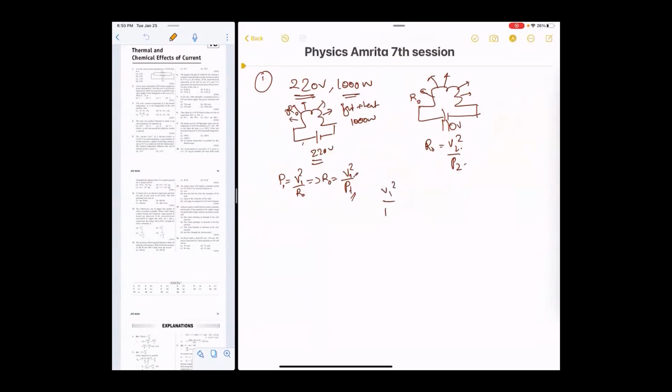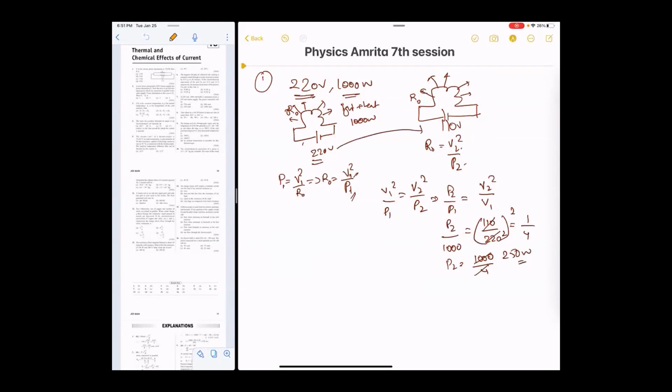So V1 square by P1 is equal to V2 square by P2. So P2 by P1 is equal to V2 square by V1 square. Am I right? So here, what is P2? That is the question. P1 is how much? 1000 watt. V2 square, what is the second voltage? 110 volts, by 220 square. So how much is it? 2s are gone, so 1 by 2 square, 1 by 4. P2 is equal to 1000 by 4, 250 watt.